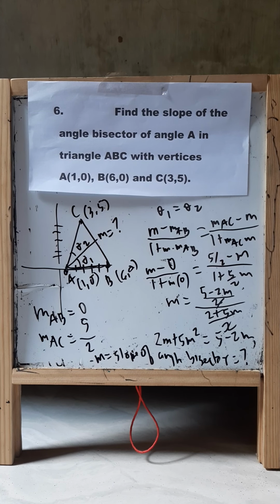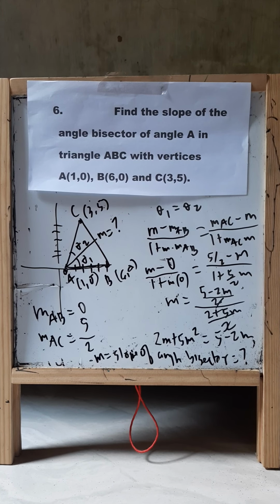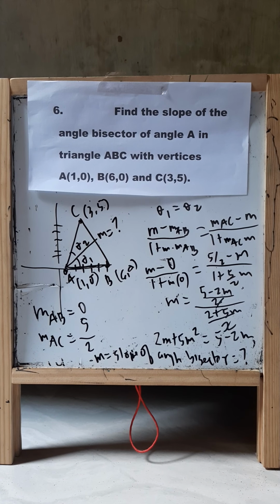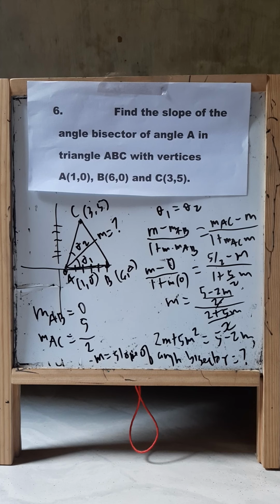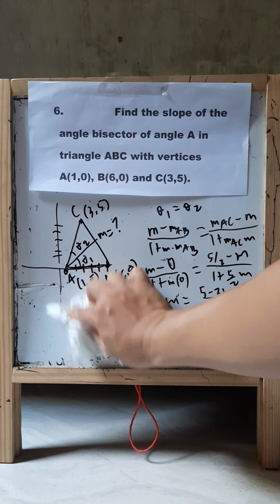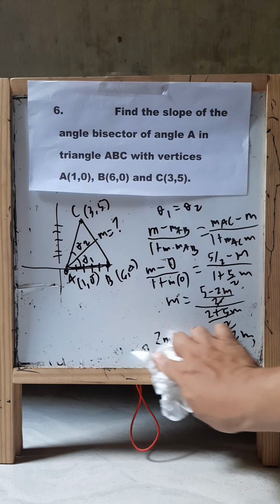So let us now continue. Let's continue on this part. Okay, we should not erase the graph so that we may be able to explain the solved angle later on. So let us erase on this part. So alam na natin yung slope niya.